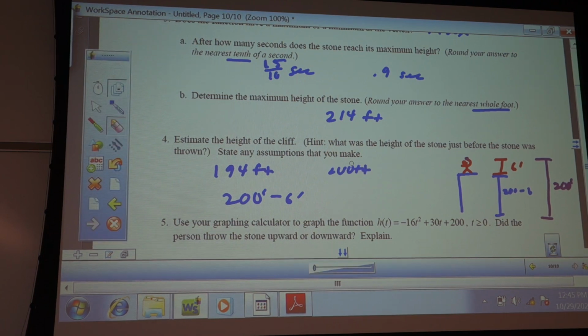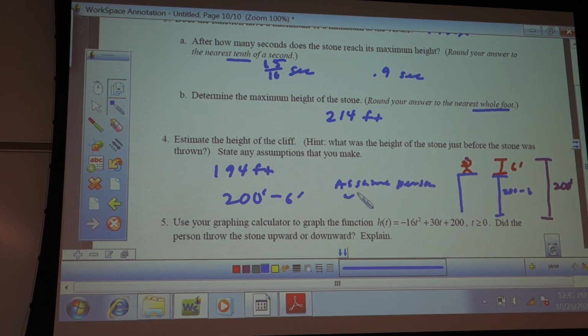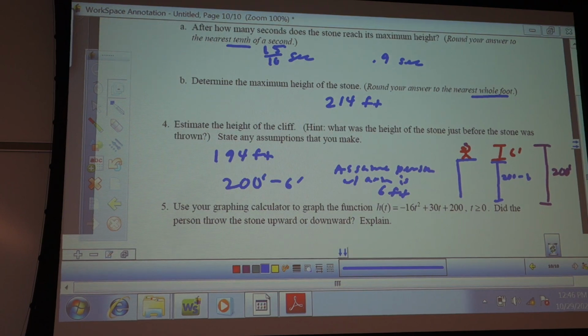So here I'm going to assume person with arm is 6 foot. You could use 7 foot, I'm totally fine with that. You can use 8 foot. You can use 5 feet. Anything in that range is reasonable. Just whatever number you pick there, that's the number you use there. Maybe you want to be a little complicated and use 6.5. That's totally fine too.